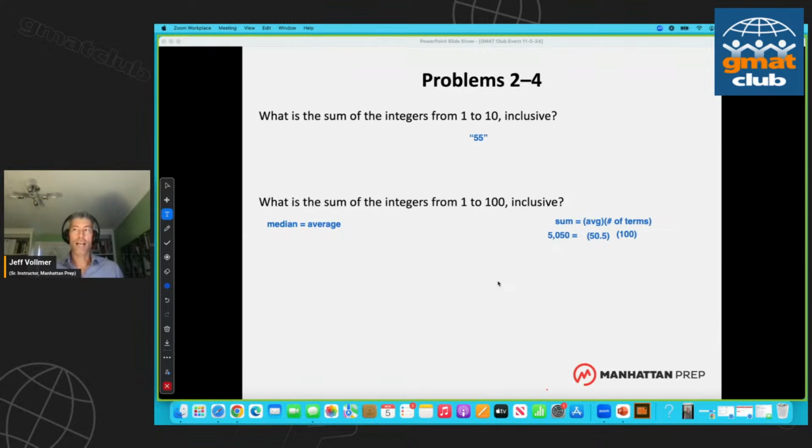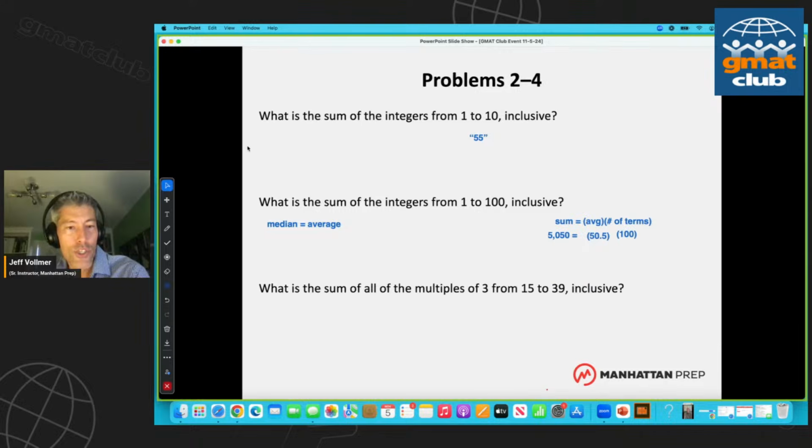I should put an asterisk there and say there are rare accommodations that are possible that can get you a calculator, but pretty rare. Cool. All right. So just scaled up from 1 to 10 to 1 to 100. Let's do one more here.